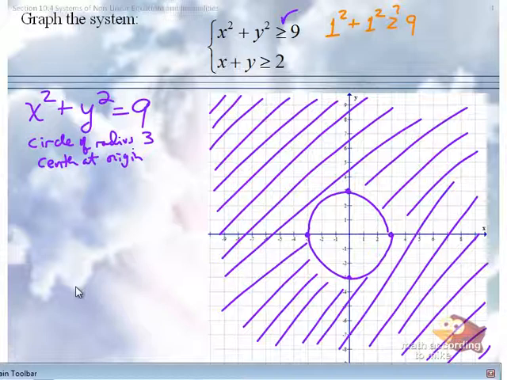Pick a color, any color except for purple or the blues. I heard red. Red works. We're now going to graph the equation x plus y equals 2. What does x plus y equal 2 look like? A line. What's the x-intercept of that line? 2. What's the y-intercept of that line? 2. Solid or dotted when we connect these 2 points? Solid.